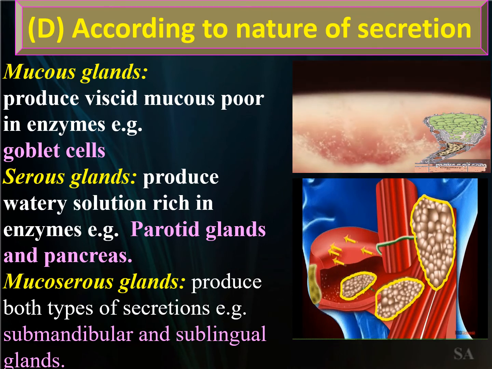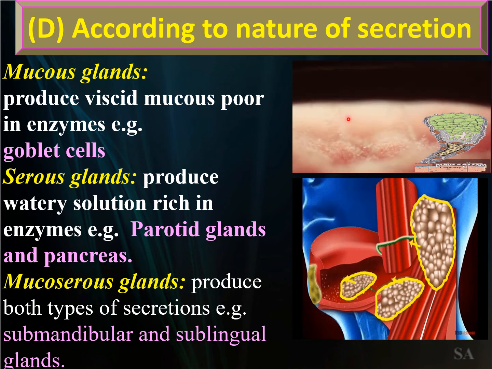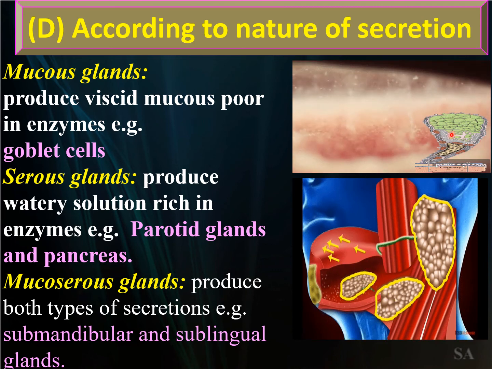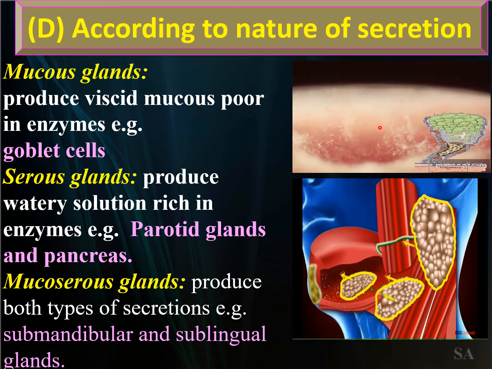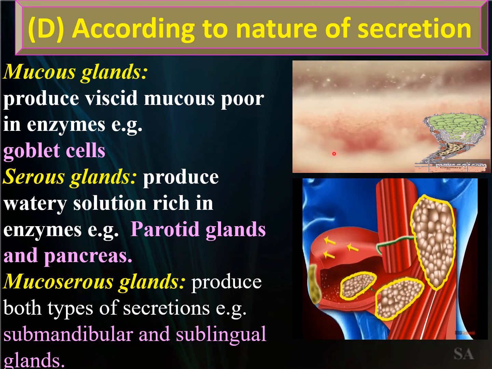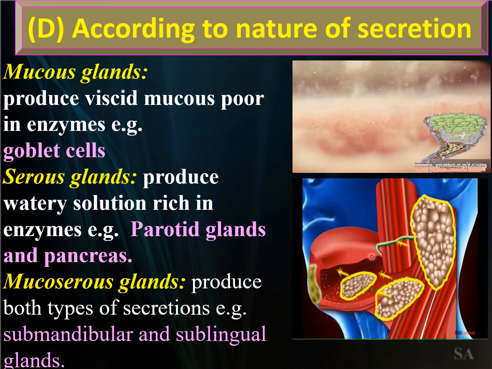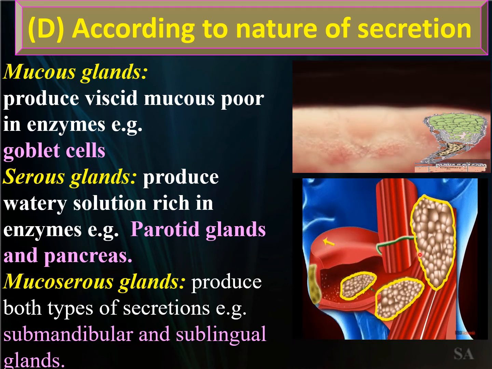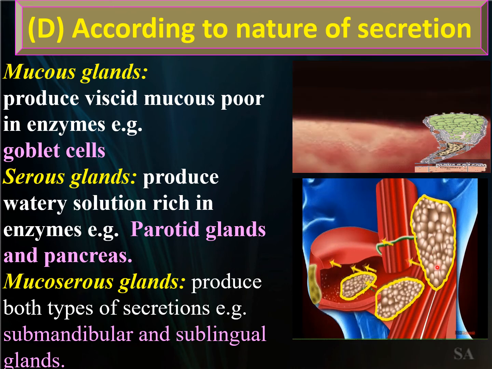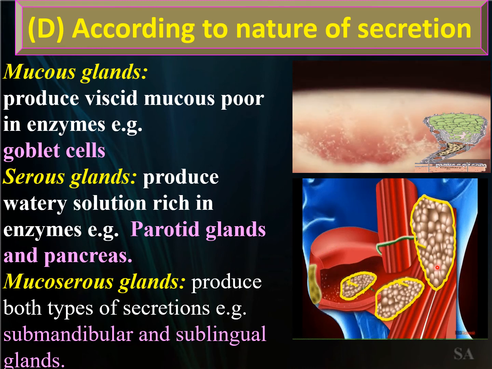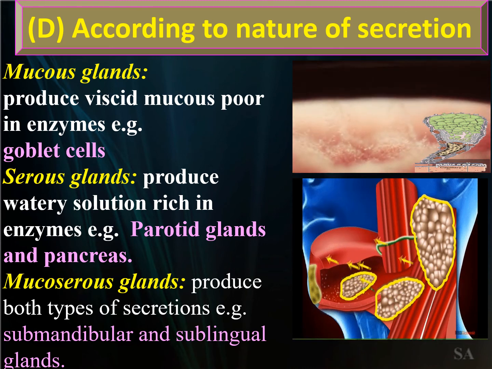According to nature of secretion, this secretion may be mucus, which is secreted by the goblet cells. This mucus is poor in enzymes. Or serous, which produces watery secretion like parotid gland and pancreas. Or mucoserous, which produces both types of secretion like submandibular and sublingual gland.